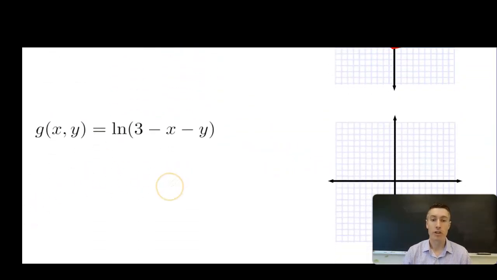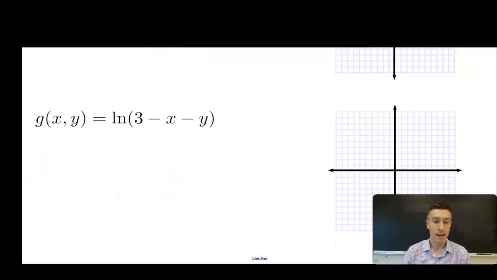Next up, we have the function g of xy, which is defined as the natural log of 3 minus x minus y. So for a natural log function, the input has to be greater than 0. So that's a good starting point. So 3 minus x minus y has to be greater than 0.